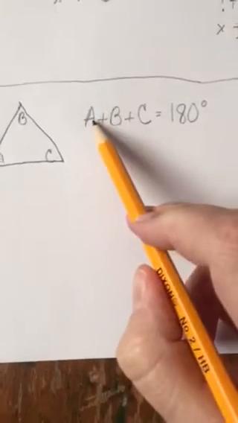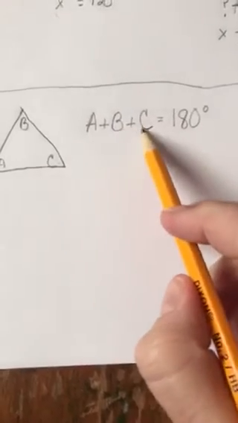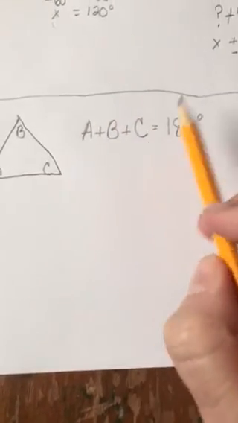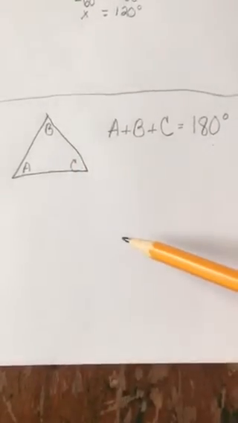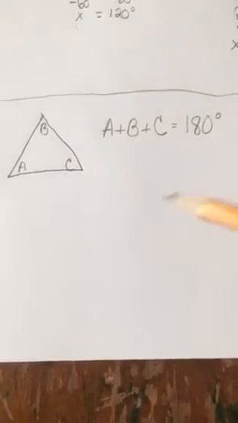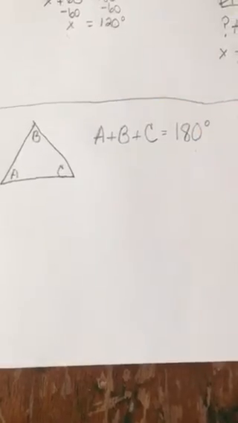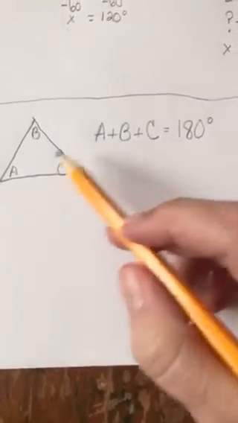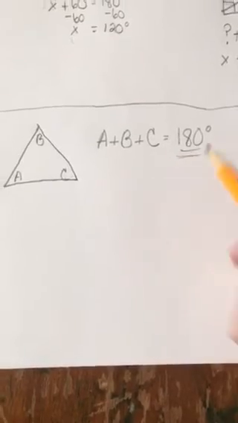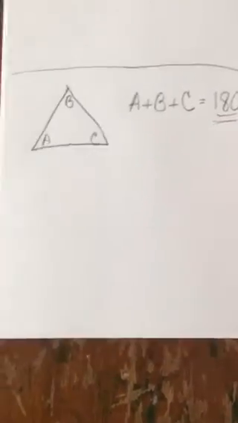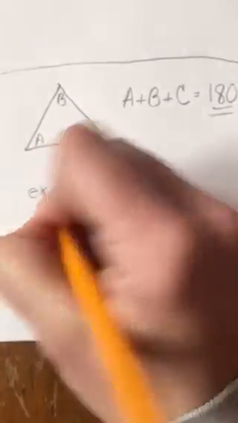So no matter what A is, B is, or C is, added together, they always equal 180 degrees, no matter what kind of triangle you have. You can have a right triangle, you can have an obtuse triangle, and so on and so forth. You can have any kind of triangle, but all the angles should always equal 180 degrees. So, let me give you a little example.